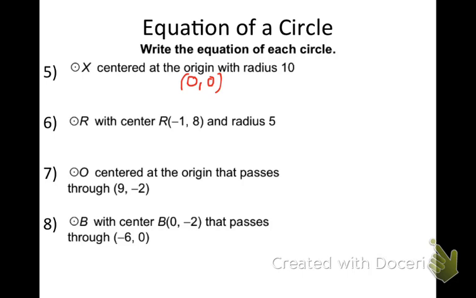Ooh, Tom's got it there. Tom, what are you saying, man? x squared plus y squared equals 100. Why do you not need the x minus 0 and the y minus 0? Because they are the 0. They don't even need it, right? So yeah, just simplify it to x squared plus y squared equals 100.